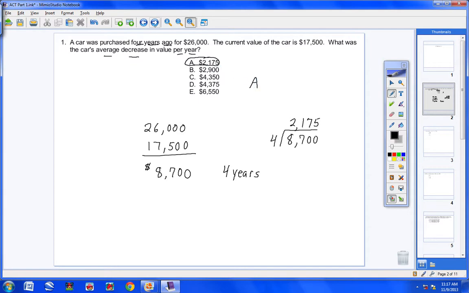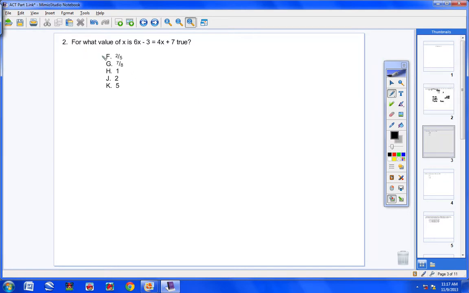Okay, let's continue on to number 2. For what value of x is 6x minus 3 equals 4x plus 7 true? So in other words, they want to know the value of x that makes this equation true. Or in other words, what is the answer to this equation?